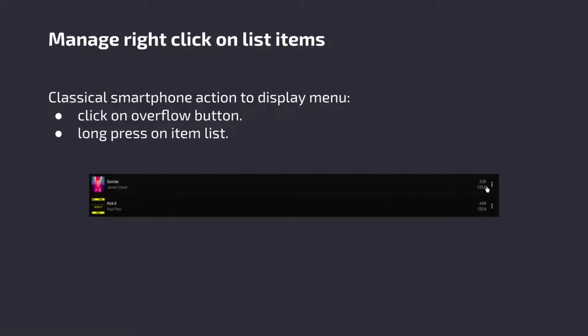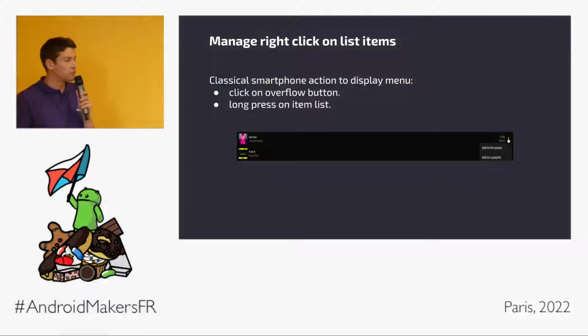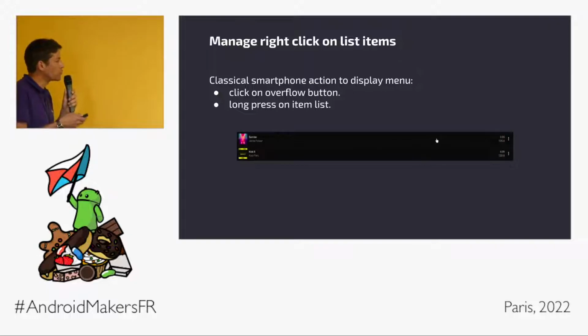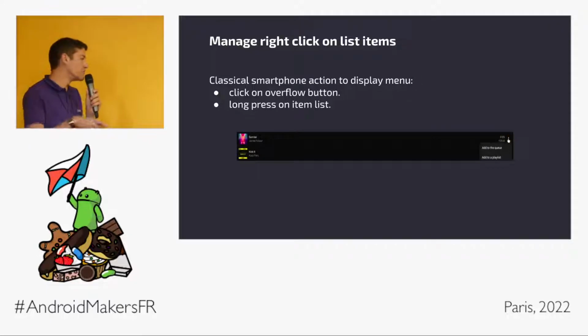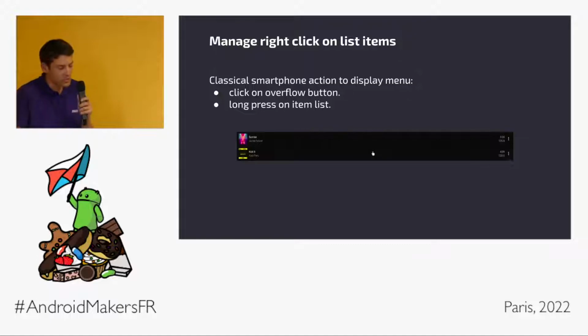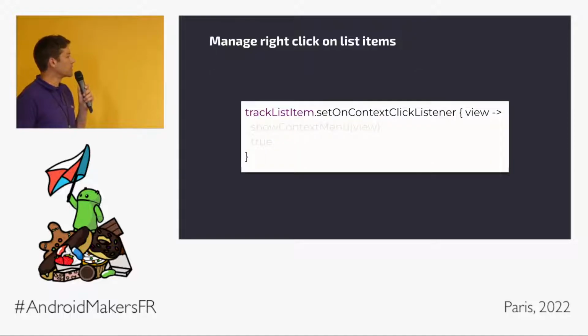On smartphone, we are used to clicking on an overflow button or long pressing a list item to display a menu. On a computer, we generally right-click on a list item to display a menu, and it's displayed at the position of the right-click. So keeping the smartphone behavior on a Chromebook will be quite frustrating because you have to move your pointer and select the overflow button. No, you want to have the computer behavior on a Chromebook, which is a computer. So to do that, you have to set an OnContextClickListener on your list items to be notified of right-click.